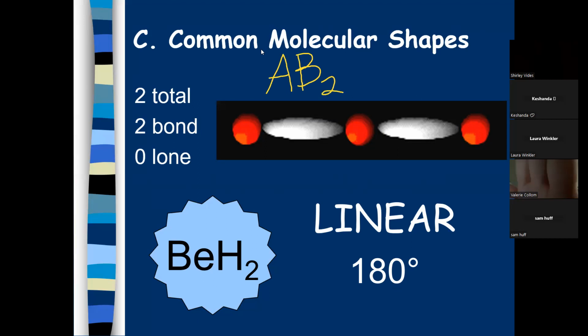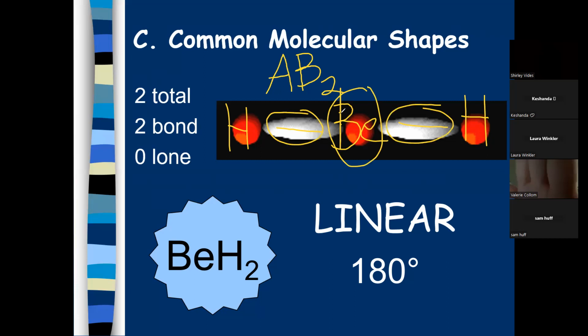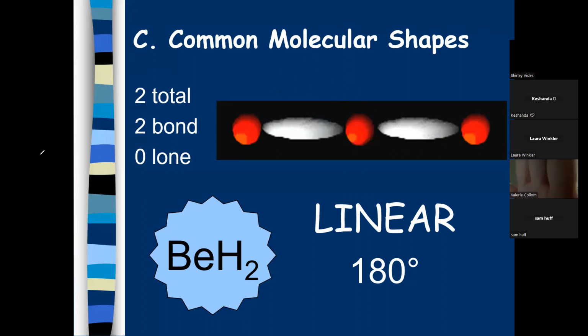So this is an AB2. You see that? Because you have 1. See, the beryllium is right here, right? And these are your hydrogens. And that's your bonds, you see? So that's an A central atom with 2 bonds. See? So that's AB2. All right, let's clear that. And let's go to the next one.